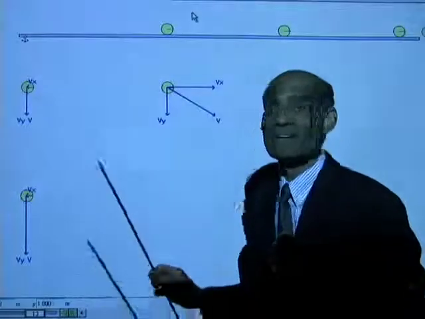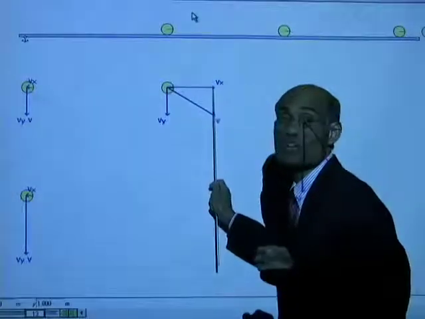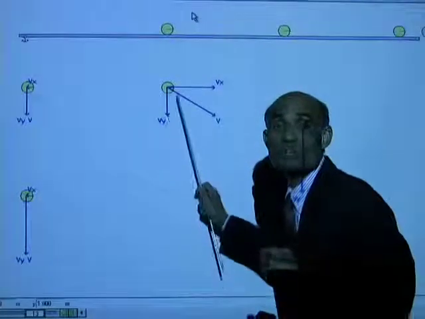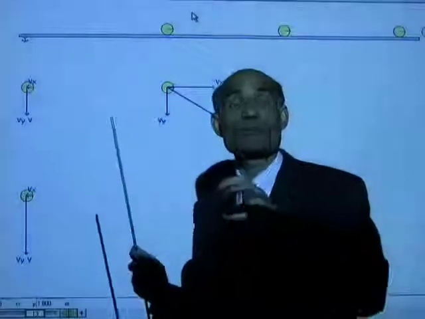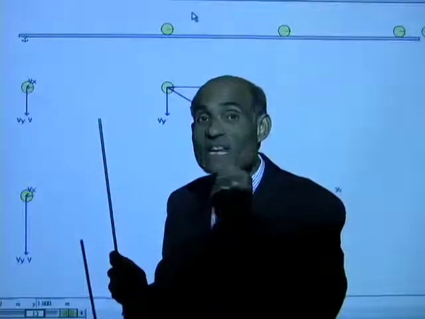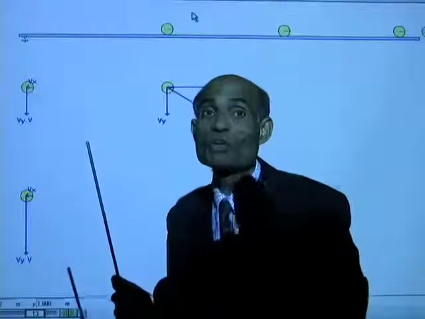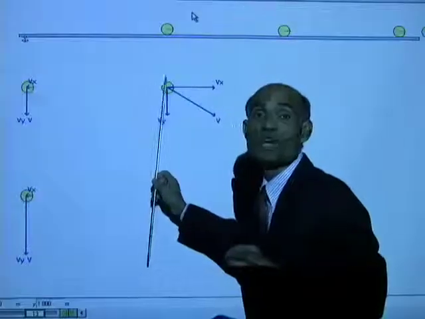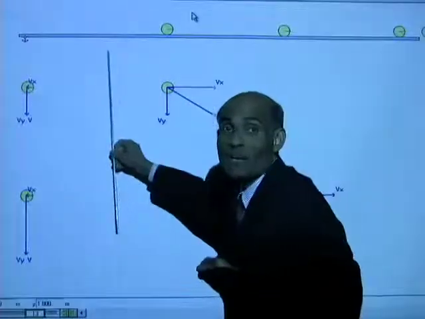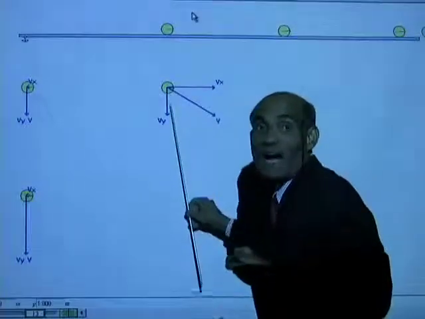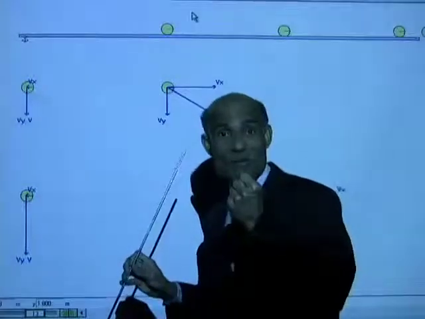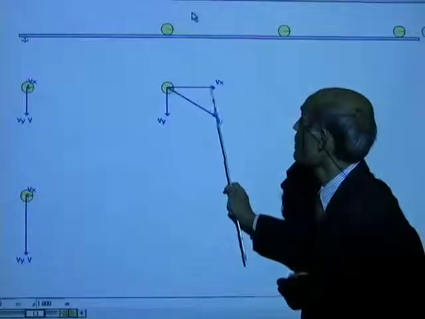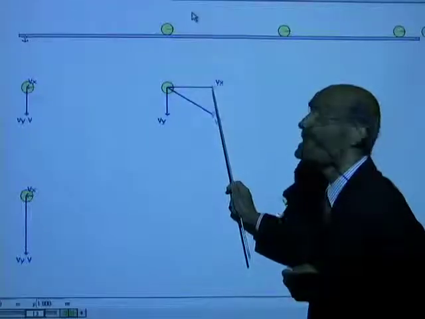What does that mean? It means this horizontal motion will not affect the vertical motion, and the vertical motion will not affect the horizontal motion. We can treat each motion as though the other did not exist. That means we can use the equations of motion to describe the x motion of this ball and the y motion of the same ball.